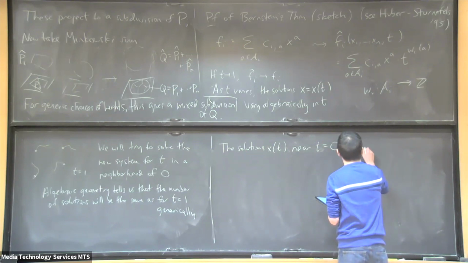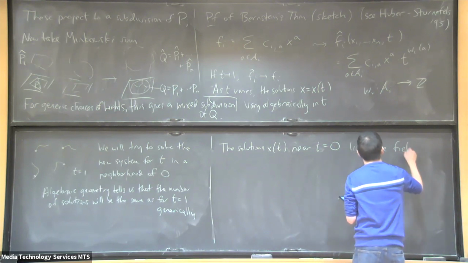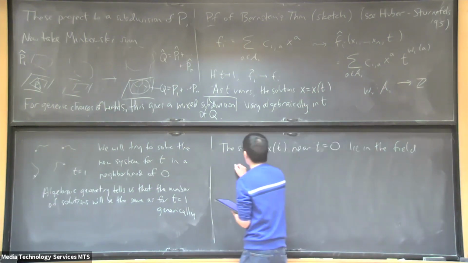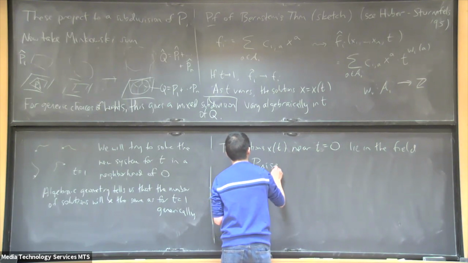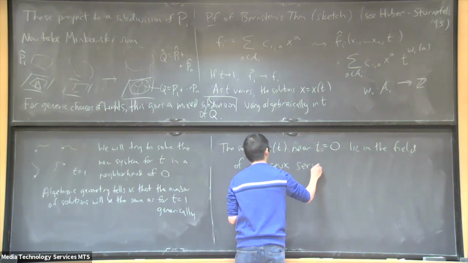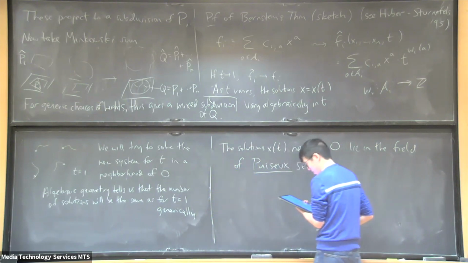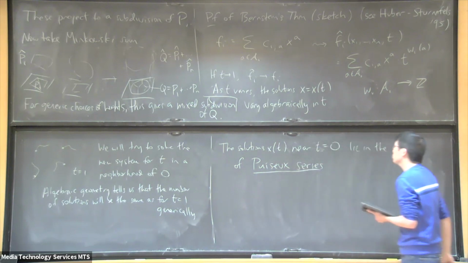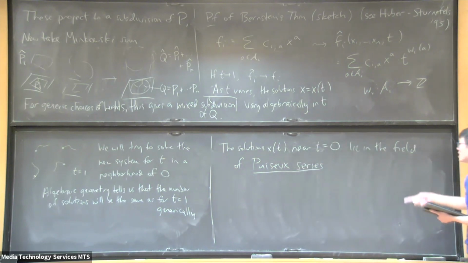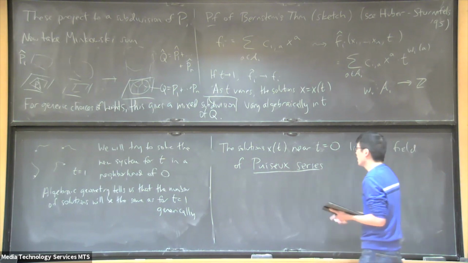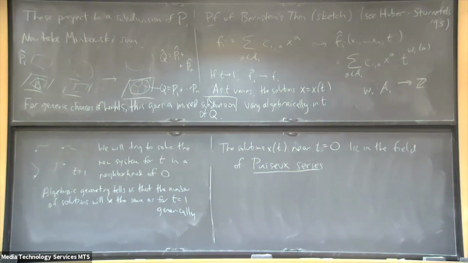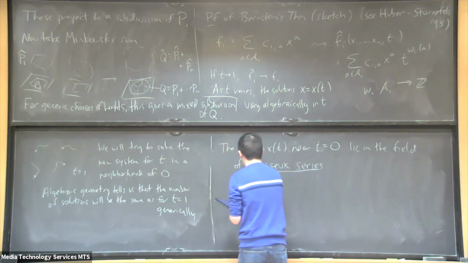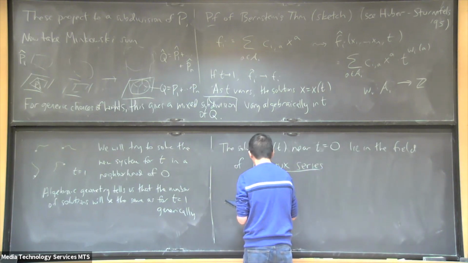So these solutions lie in the field of so-called Puiseux series. I'm actually sorry, how do you pronounce this? Okay, so what is this? You can think of this as essentially a Laurent series, except you're allowed fractional exponents. So a Puiseux series will generally look something like this.